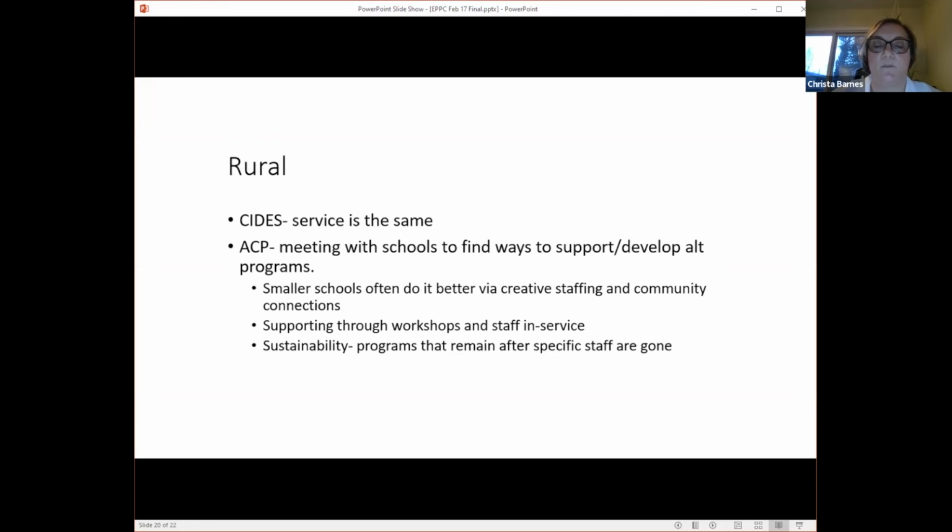In terms of rural, I just wanted to make sure I put this in here because I grew up in McBride and I came from Mackenzie. So always think about them in terms of these district learner supports. In terms of SIDES, that service is the same.